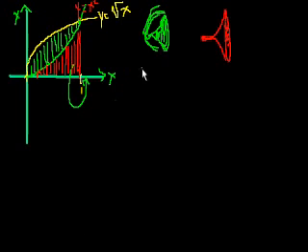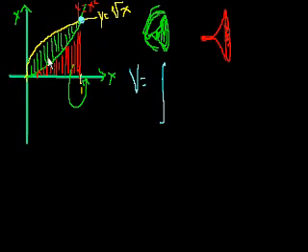Looks good. The total volume is going to be equal to the volume formed when we rotate y equals square root of x around the x-axis. And I said from 0 to 1, and that's because I picked where they meet.